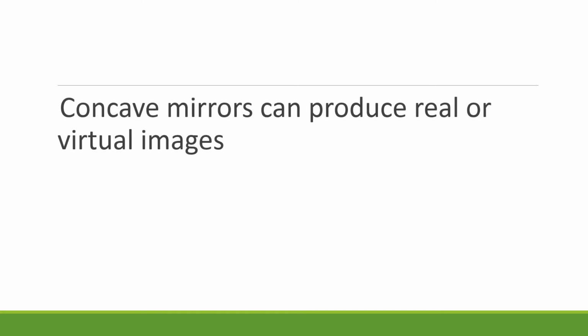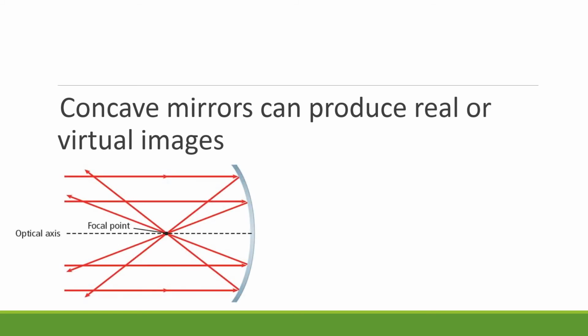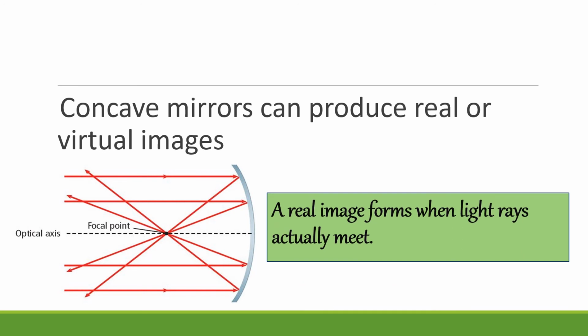The type of image that is formed by a concave mirror depends on the location of the object. So please take note that concave mirrors can produce both real or virtual images. And a real image forms when light rays actually meet.